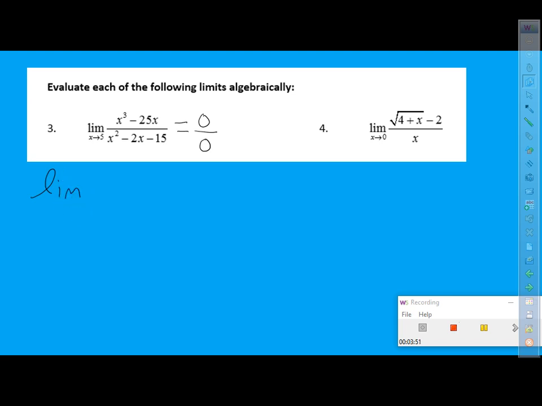The good old f word again, factoring. I'm going to take out an x, which leaves an x squared minus 25. And then I'm going to factor that x squared minus 25 into x plus 5 and x minus 5.